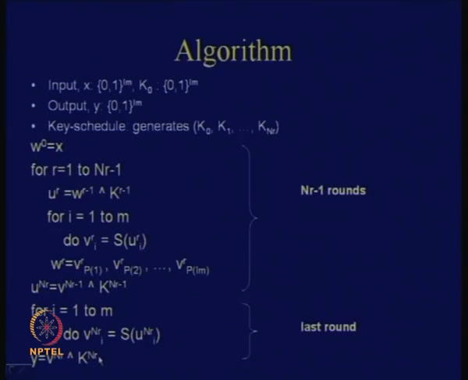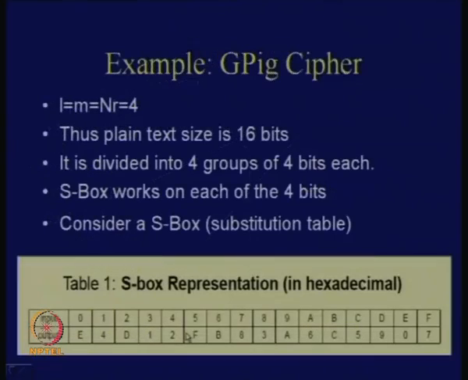Okay, and then finally you again do a key XORing step. As I told in the last class, this step and this step are known as the key whitening steps. Okay. So again, a recap of the original cipher that we were discussing.